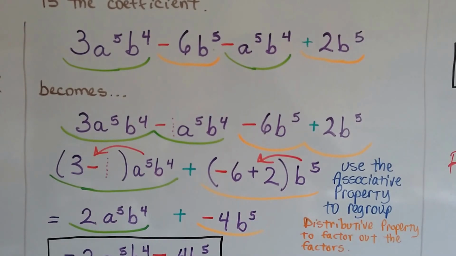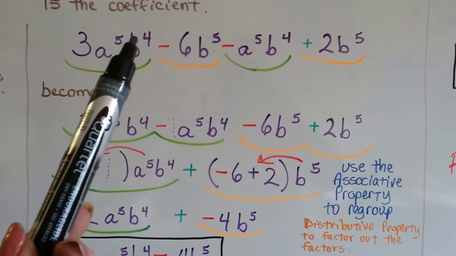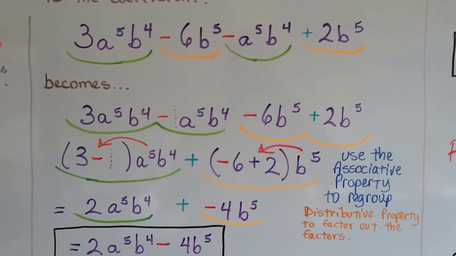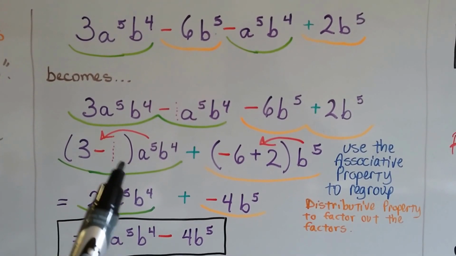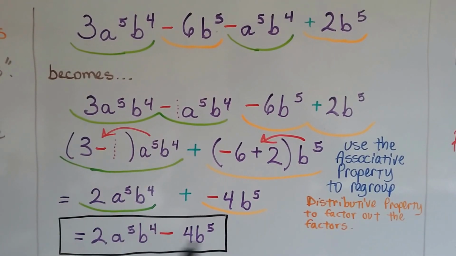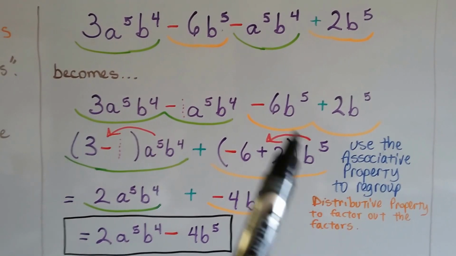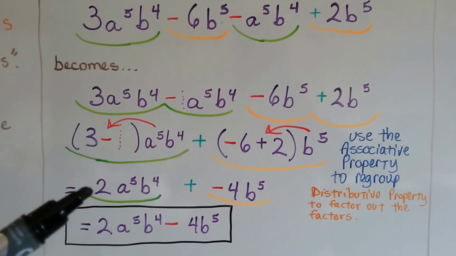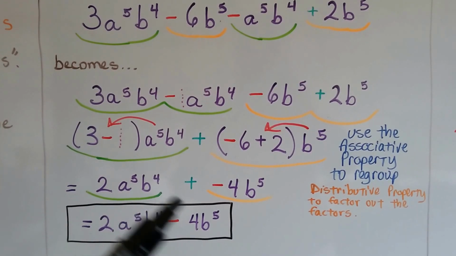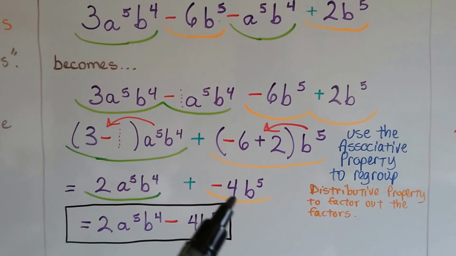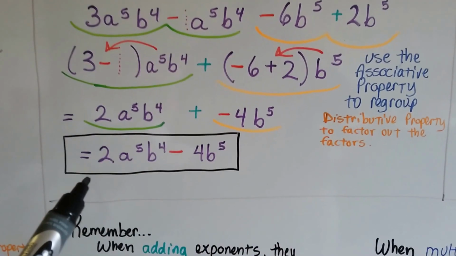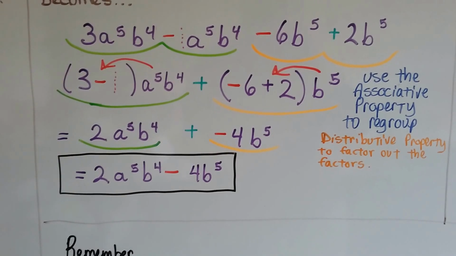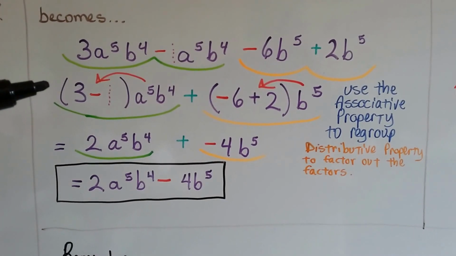Using the associative property, we can regroup them and bring this guy over here and this guy over towards the 2. And using the distributive property to factor out the factors, we can just say 3 minus 1, and then this would be distributed to each one, wouldn't it? And this b to the 5th power would be distributed to the 2 and to the negative 6 to get this, right? So 3 minus 1 is 2. So now we've got 2a to the 5th, b to the 4th, and we're going to add it to negative 6 plus 2 is a negative 4b to the 5th, see? So our final combined collected like terms is 2a to the 5th, b to the 4th, minus 4b to the 5th, see? See how we use the distributive property here?